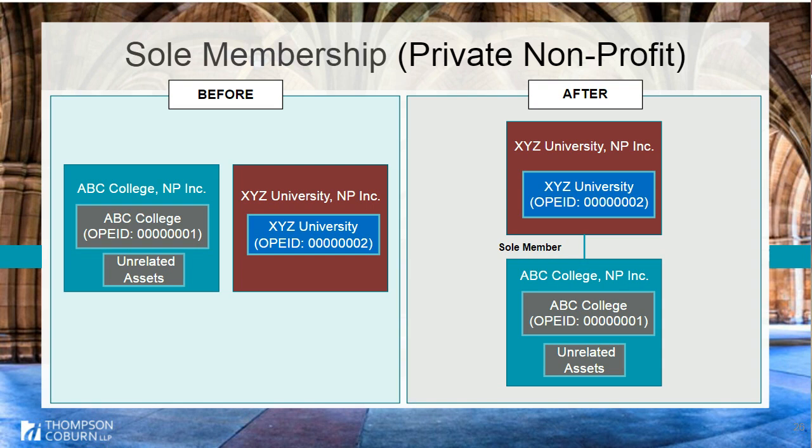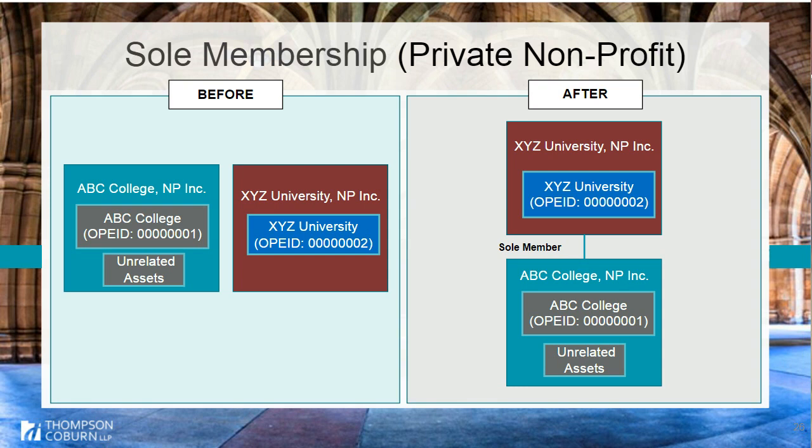So now, what's interesting is ABC College Nonprofit, Inc. still exists after the transaction. They are still an independently governed, accredited, authorized, licensed institution of higher education. They're their own 501c3. They have their own independent board that governs them. But there's now this sole member of their corporation, and typically the sole member is going to have certain reserve powers under the bylaws. So they may have some say in appointing or removing board members.